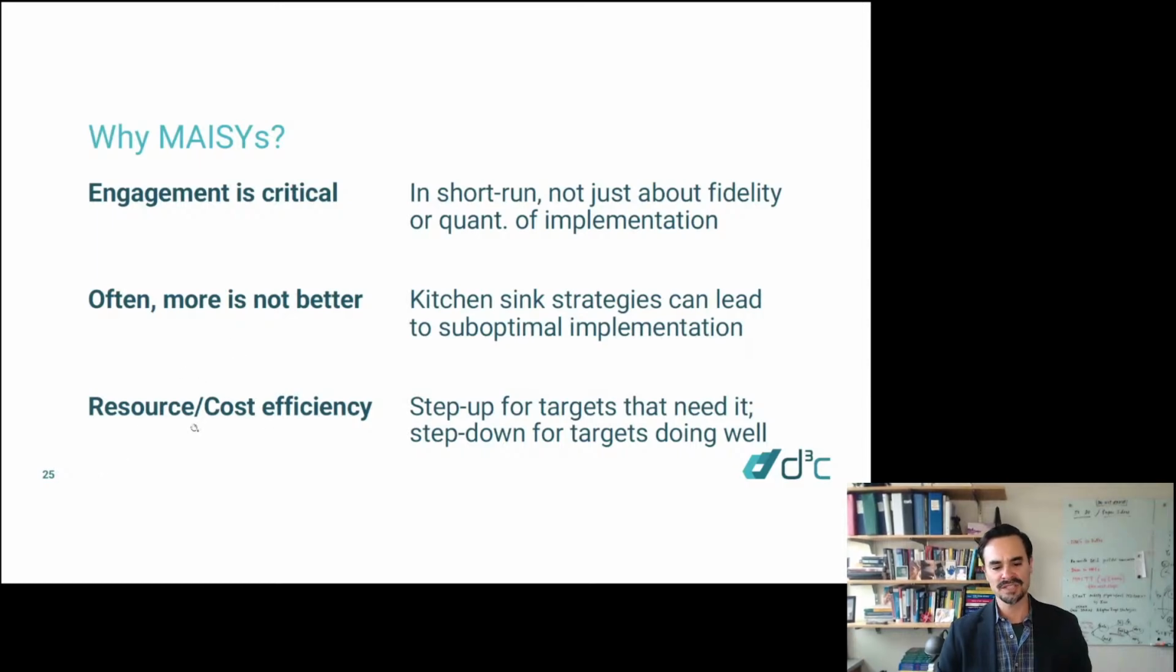And then of course there's resource and cost efficiency because, for example, you might step up with more intense strategies for the sites that need it, or you might think of efficiency in a different way. You might expend a lot of money and resources up front and then think about the MAISY in the opposite direction. You might step down the strategy for the targets that are doing well.